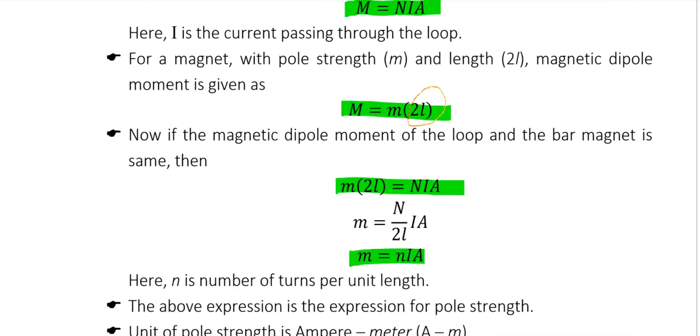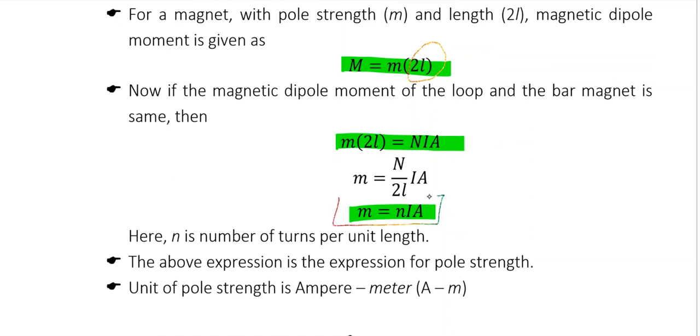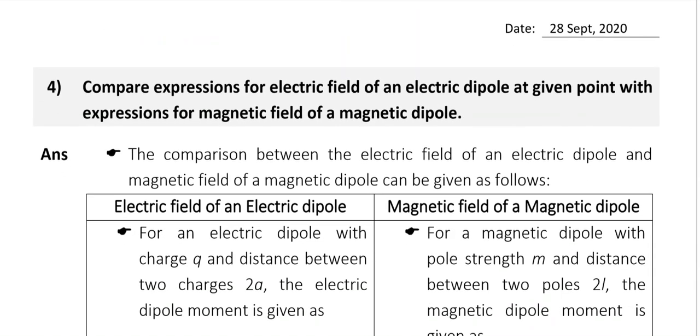Make M the subject of the formula, and this is what you get. So we can say that pole strength is nothing but M by L, that is N I A, where N is the number of turns per unit length if you are measuring in terms of a loop or solenoid. And what is the unit of pole strength? The unit of pole strength is ampere into meter. Very important quantity from a numerical point of view and exam point of view.